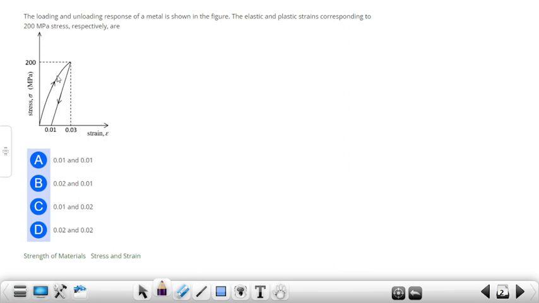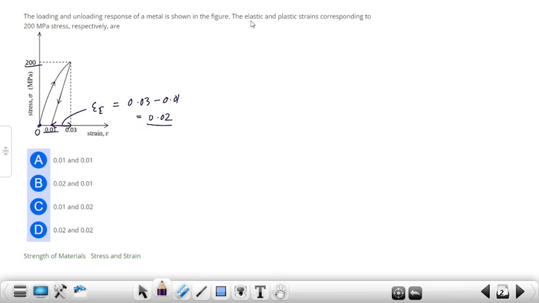Then this is the loading and unloading curve in the stress-strain diagram. The maximum stress is 200 megapascal, and this is the elastic curve, and this is the returning strain. That means this is the elastic recovery, this is the elastic strain, which is equal to 0.03 minus 0.01, which is equal to 0.02. This is the elastic strain, and this is what does not regain its original position, meaning origin 0. So this is the plastic strain. So plastic strain is 0.01 and elastic strain is 0.02.